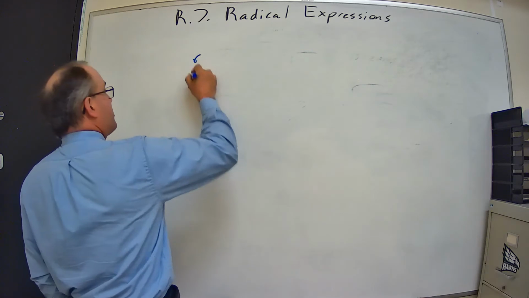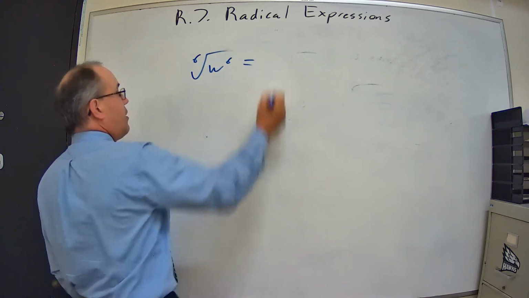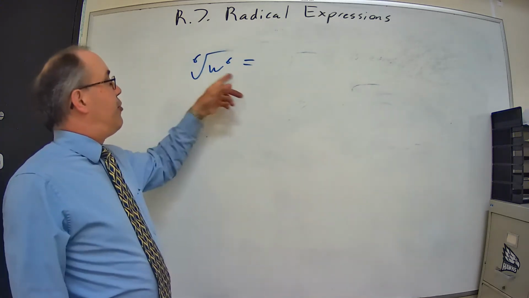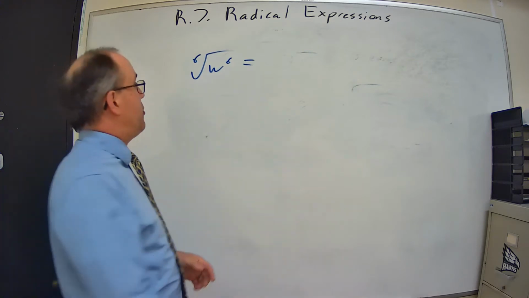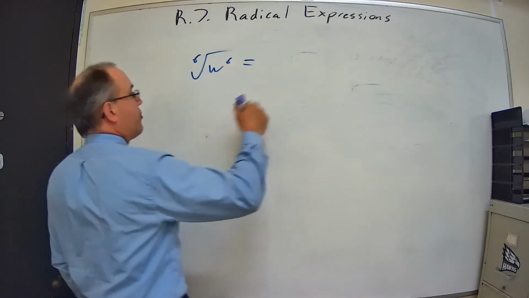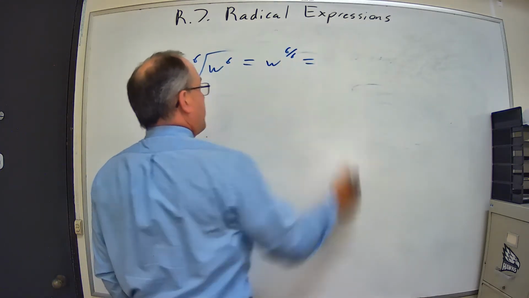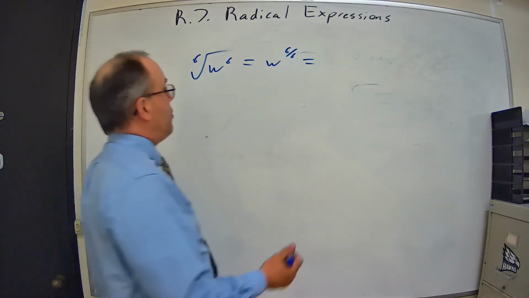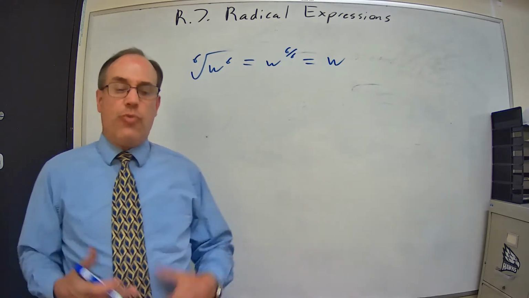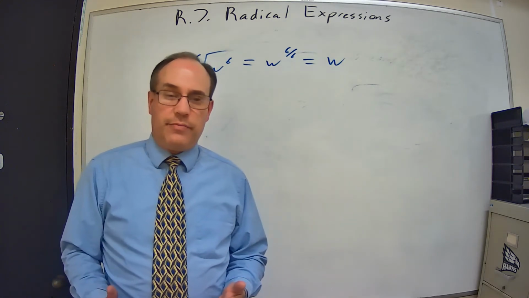If I have the 6th root of w to the 6th, remember what that's really saying. If we write this in terms of a rational exponent, that's the denominator and that's the numerator, so you have w to the 6/6. You simplify 6 divided by 6, that's 1, so you just have w. So relatively straightforward in how we work with that.